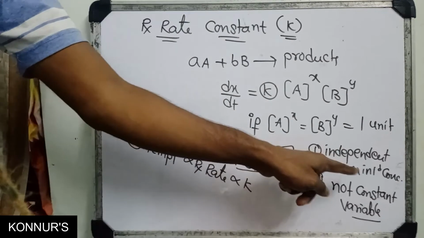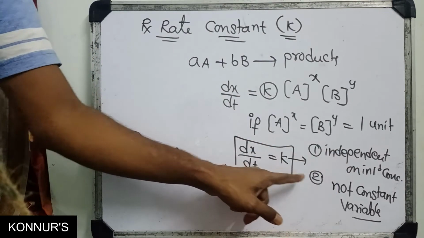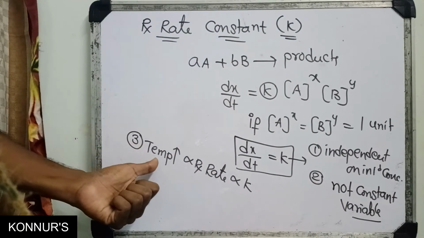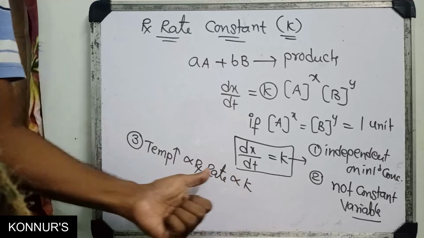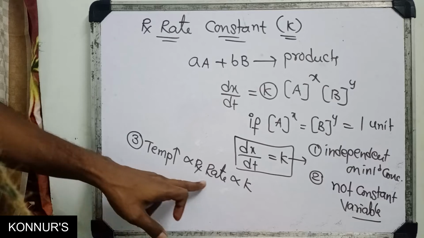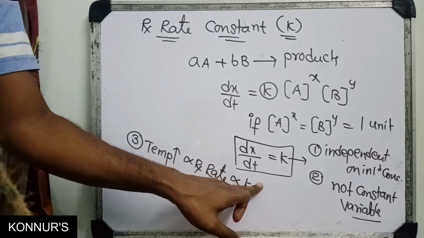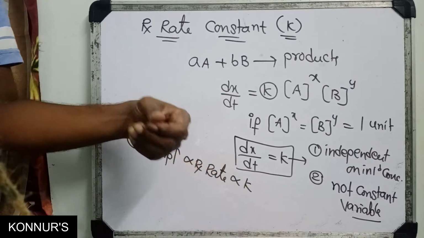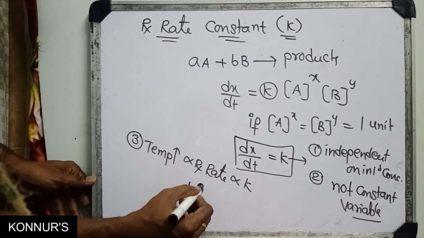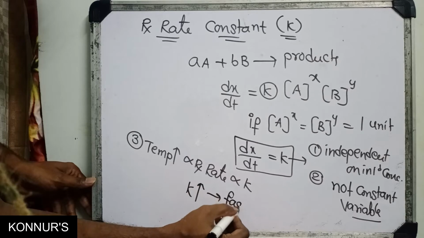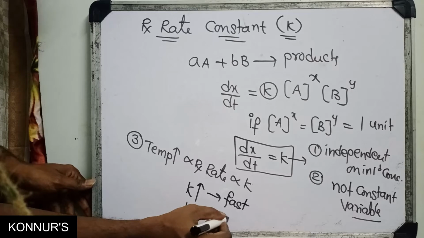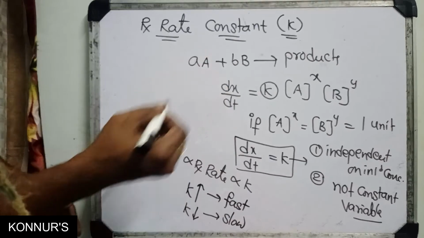K is independent of initial concentration. The K value changes with different reactions. Next, temperature is directly proportional to K, and reaction rate is also directly proportional to K. Suppose the K value is more, then the reaction rate increases, which means a fast reaction. If the K value is high, you can say the reaction is going fast. If the K value is low, the reaction is going at a slow rate.